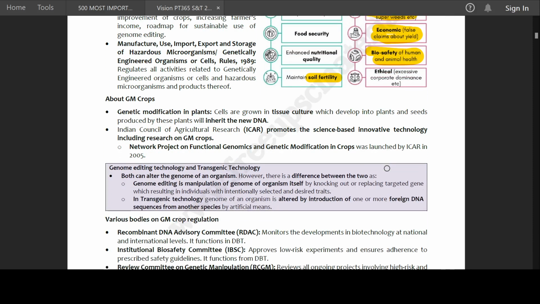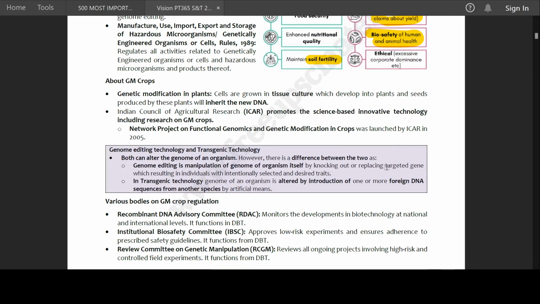Moving forward, first of all, let's see the static part of GM crops. Genetic modification in plants: cells are grown in tissue culture, which develop into plants, and seeds produced by these plants will inherit the new DNA. The Indian Council of Agricultural Research (ICAR) promotes science-based innovative technology, including research on GM crops. A network project on functional genomics and genetic modification of crops was launched by ICAR in 2005.